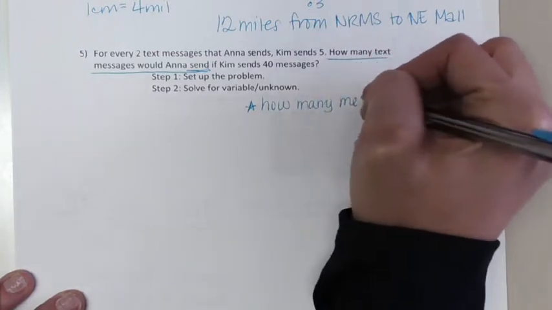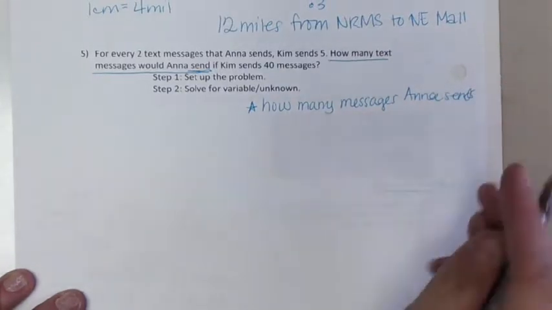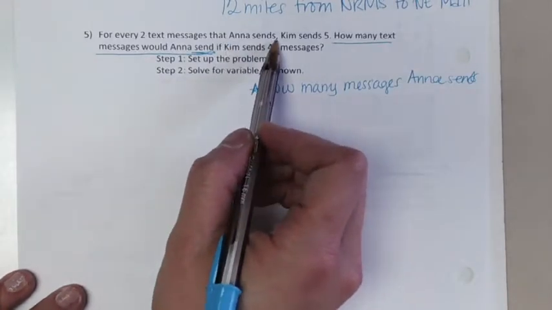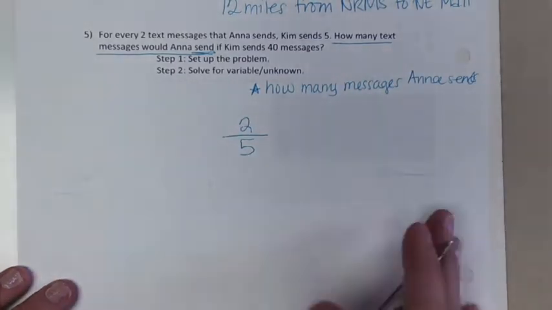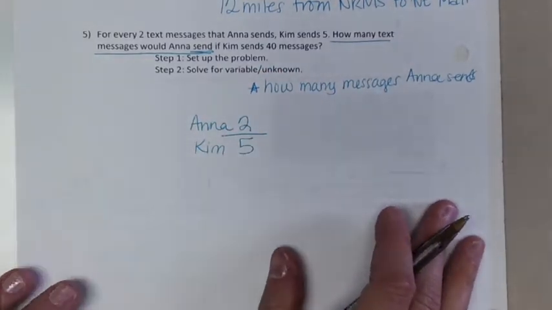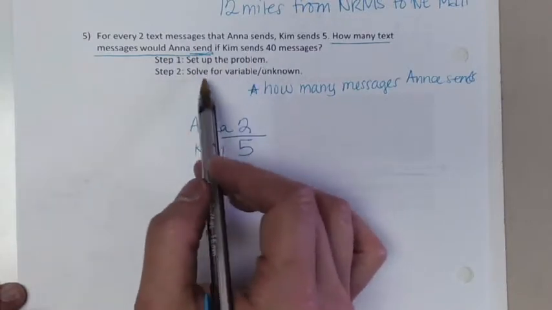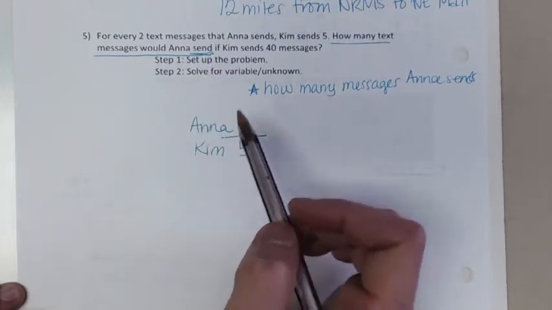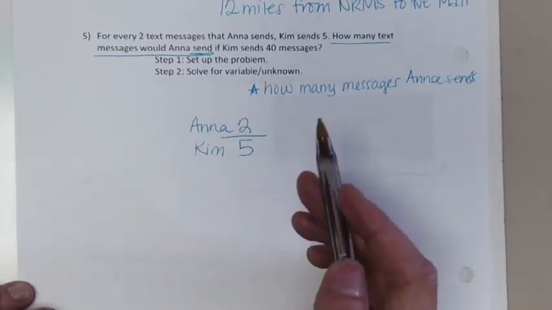Maybe you even practice rewriting your question. How many messages does Anna send? That's what I'm solving for. That's my goal in this problem. So let's set up the problem with the ratio. We've been told that if Anna sends 2, Kim's going to send 5. So 2 is Anna and 5 is Kim. Please make sure you're labeling. Like I've told my students lately, this saves you from having to go back and read the word problem, because once you read it once, you're not likely to go back and read it again. So if you label, you're saving yourself from having to go back and read again.